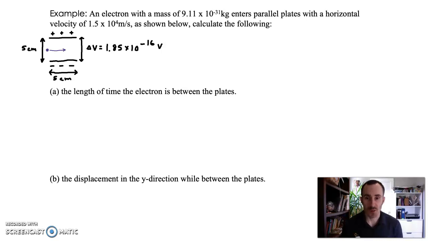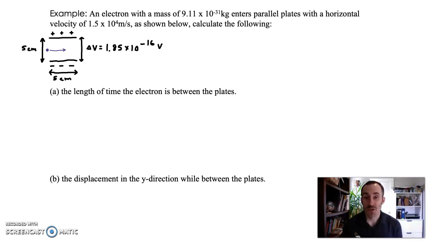Now here's a more complicated situation. We've got an electron being fired through parallel plates, but it's being fired through horizontally, perpendicular to the field. So the field is still going to affect it in a vertical manner, but now it's also traveling horizontally. So we're going to have to use some vectors here in order to figure out what is the change.